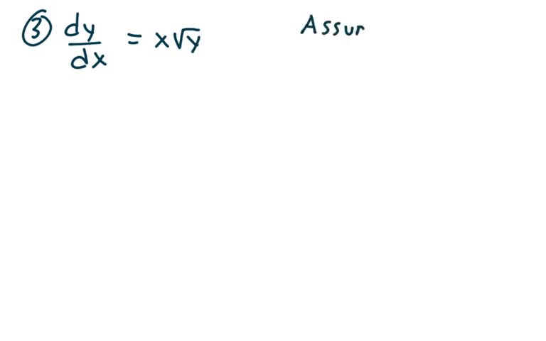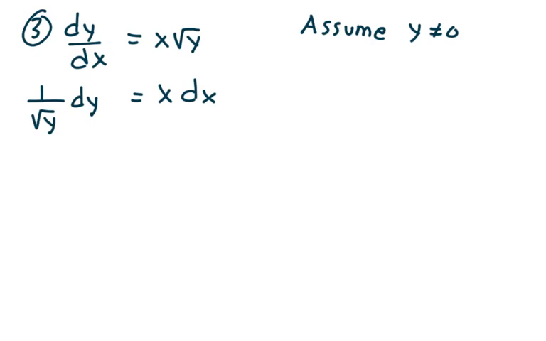If we take a look at problem number 3, suppose dy/dx is equal to x times the square root of y. And again, in this case, I'm going to assume that y does not equal 0. And so I'm going to divide both sides by square root of y. So 1 over square root of y dy is the same as x dx, like this.